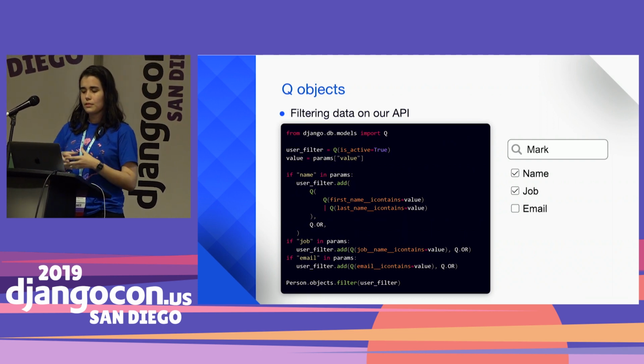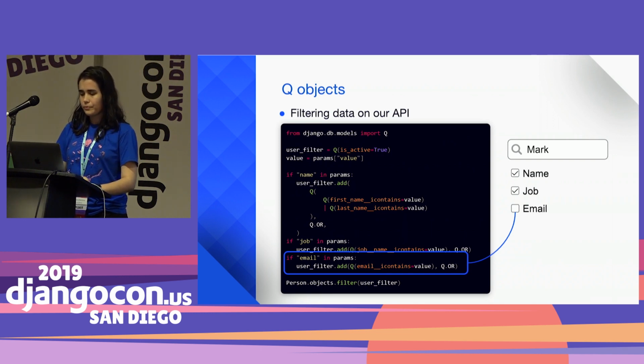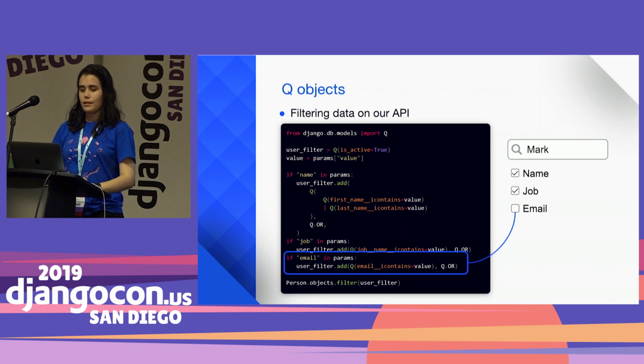It will check which fields the user has selected, for example in our filter UI, and add conditionals accordingly. For example, a name field was not included in the search, so it won't be added to our final filter. At the end, you're just going to pass the built Q object to the ORM filter, and it's going to work. It's going to find, for example, people with Mark as a name, first or last, people who work as a chief marketing officer, trademark attorney, and so on.